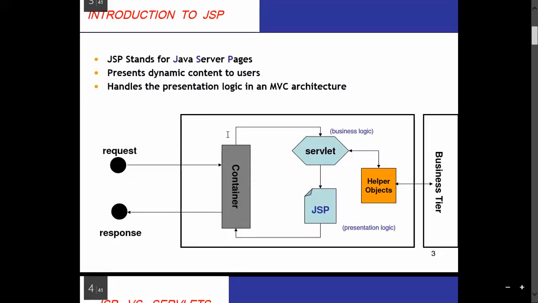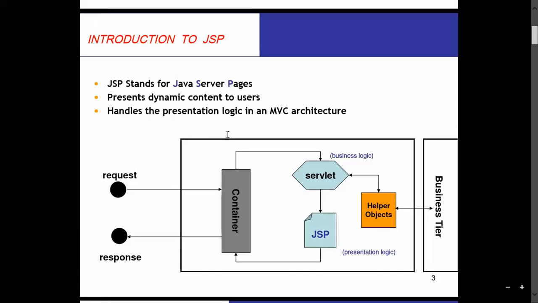Okay, as I said, JSP stands for Java Server Pages. It is mainly used to present dynamic content to the users. Before telling you this, I'll just say something about HTML and PHP. HTML is only for representing static content. Whatever you write in HTML, when you run the code, it will be represented in your browser. That's it. HTML is not used for dynamic content.